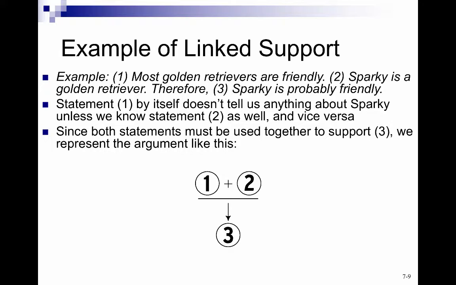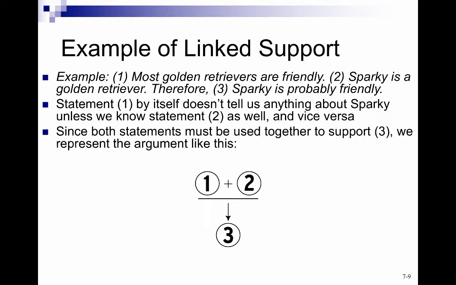For linked support, here's an example. Most golden retrievers are friendly. Sparky is a golden retriever, therefore Sparky is probably friendly. The word therefore indicates the conclusion. So the other statements are the premises. We number them 1, 2, and 3, and put the conclusion, 3, under 1 and 2.